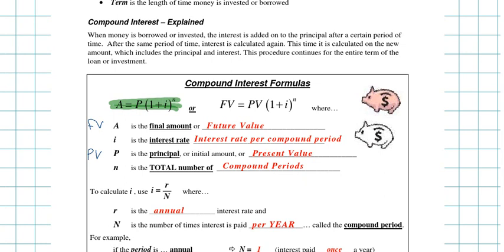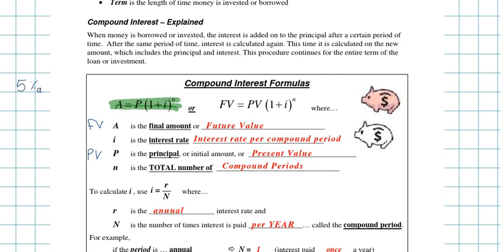Now, I, which is the interest rate. When it says compounded, we have to calculate that I with respect to the compounding period. So let's say they tell you that your interest rate is 5% per annum, compounded monthly. That's an example. Because you're compounding monthly, you're not going to get that 5% every month. You're going to get that 5% for the whole year, but split into monthly.